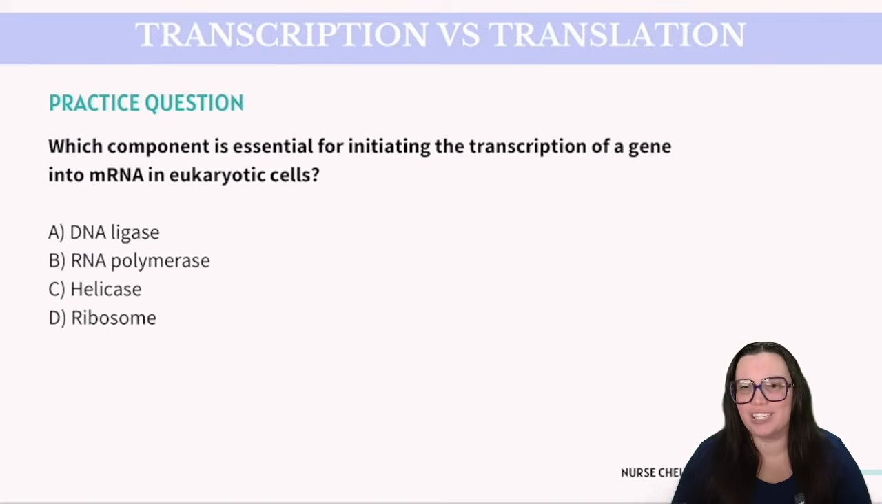So, practice question. Which component is essential for initiating the transcription of a gene into mRNA in eukaryotic cells? Is it A, DNA ligase, B, RNA polymerase, C, helicase, or D, ribosome? And the correct answer is B, RNA polymerase. RNA polymerase is crucial when it comes to the transcription process in eukaryotic cells, which reads the DNA sequence of a gene and synthesizes a complementary mRNA strand.